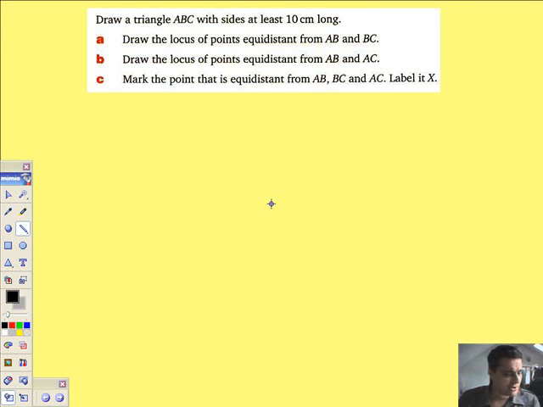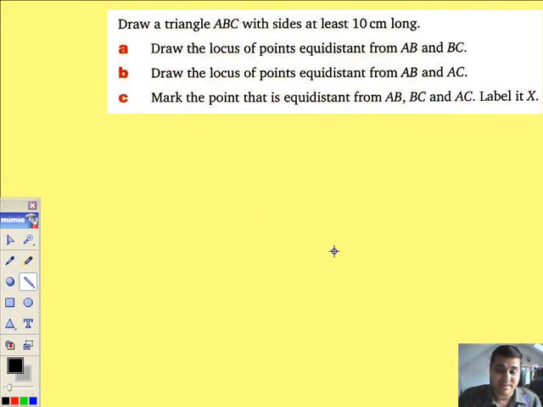Right, I want to attempt question 6 on page 236. Again, drawing very crudely. It says a triangle ABC with sides at least 10 centimeters long. I've got to draw a triangle at least 10 centimeters long. Now I'm not going to use the scale, I'm just going to assume I've got my own made up scale. That's going to be 10 centimeters. So if its sides are all 10 centimeters long, they're looking at an equilateral triangle.